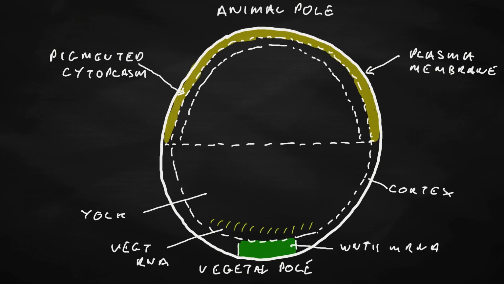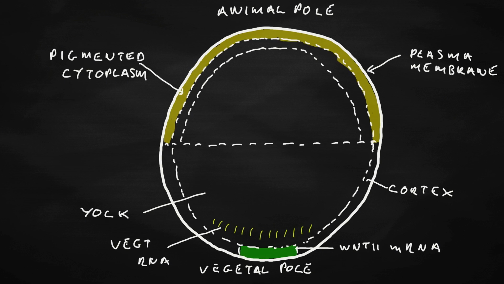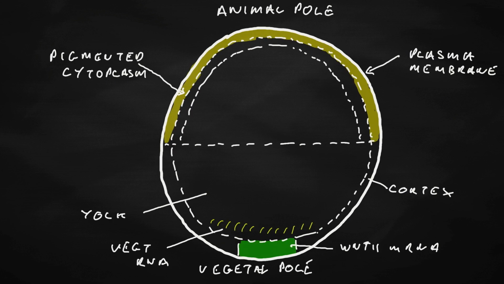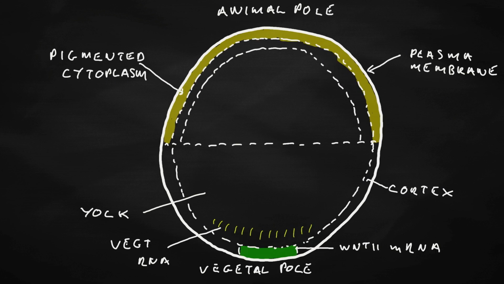The total volume of the Xenopus oocyte is about 1 microliter, or 1 billion cubic micrometers. In comparison, a human oocyte has a volume of around 4 million cubic micrometers. In this poorly drawn diagram of a Xenopus oocyte, you can see the two poles, the pigmented regions of the cytoplasm, and also the localization of the messenger RNAs VegT and Wnt11. For the sperm to fertilize the oocyte, it needs to bind to a receptor, and there are more receptors in the animal pole than in the vegetal.